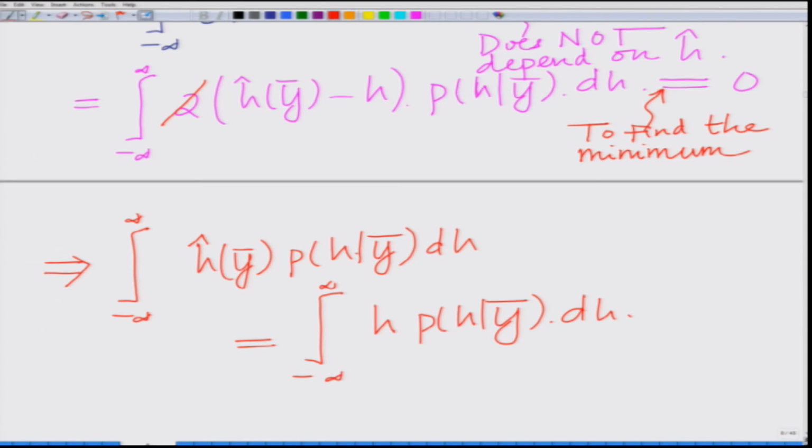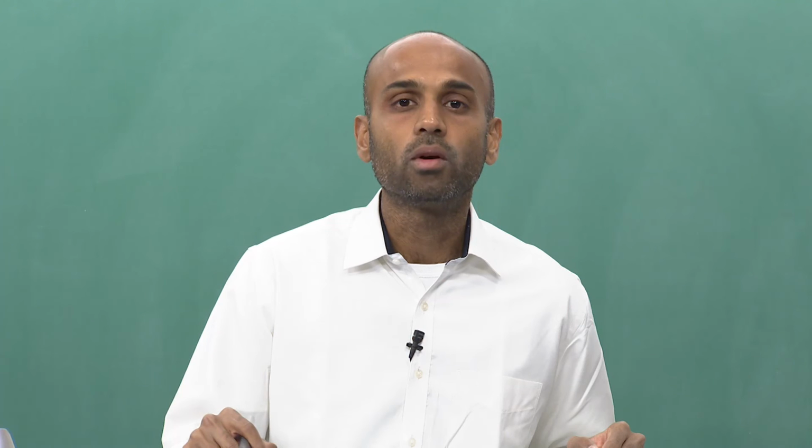Now, observe these two quantities, the integral of h hat y bar p of h given y bar d of h. Remember the important property of the estimator h hat of y bar: the estimator h hat of y bar does not depend on h. This integral is with respect to h.